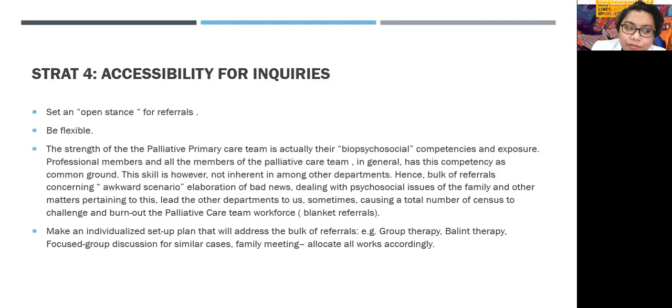So we should make an individualized set of plans that will address the bulk of referrals, consisting of maybe group therapy, volume therapy, focus group discussion for similar cases, and family meeting, wherein allocation of work should be done accordingly.